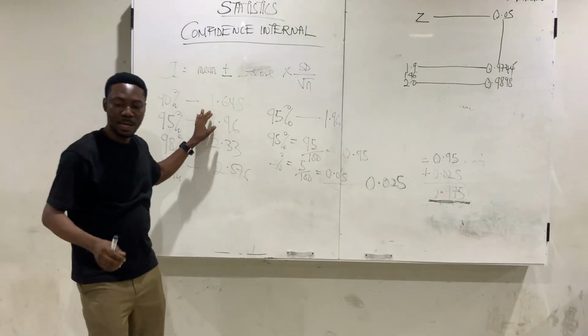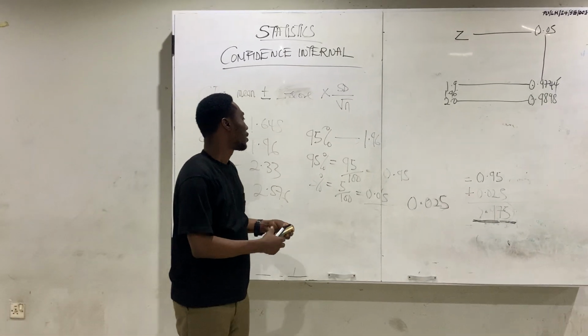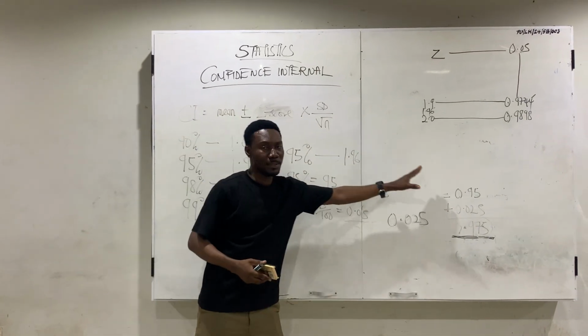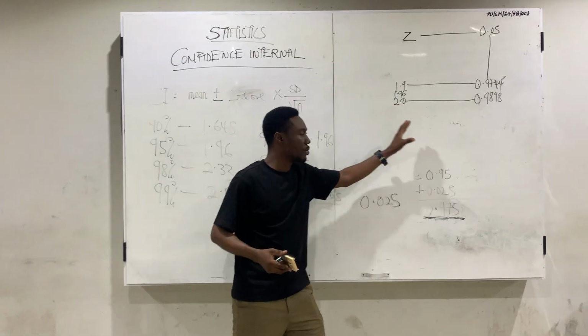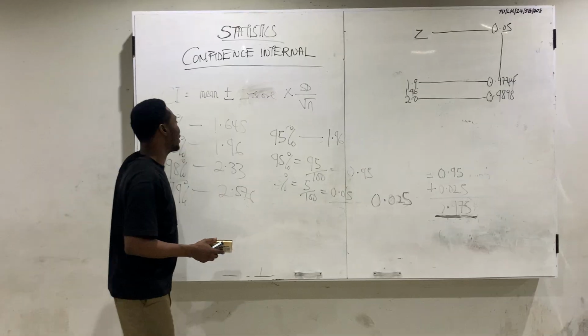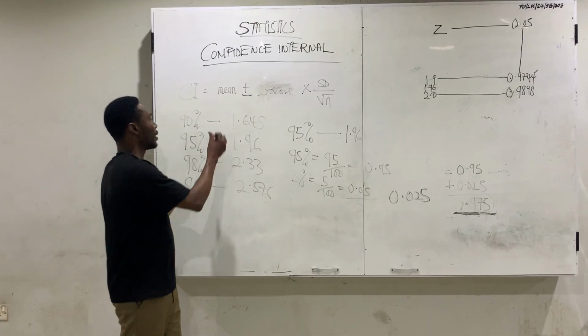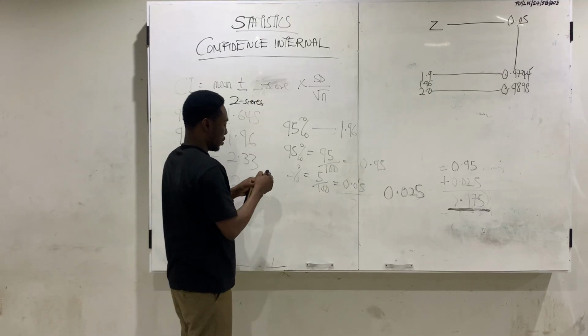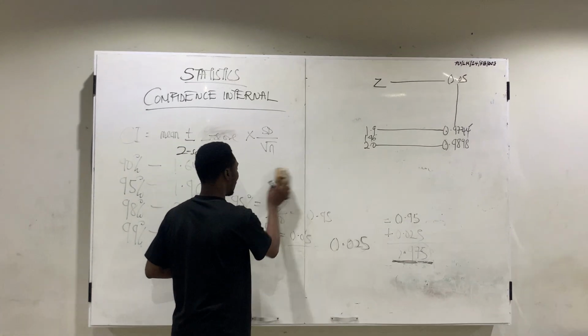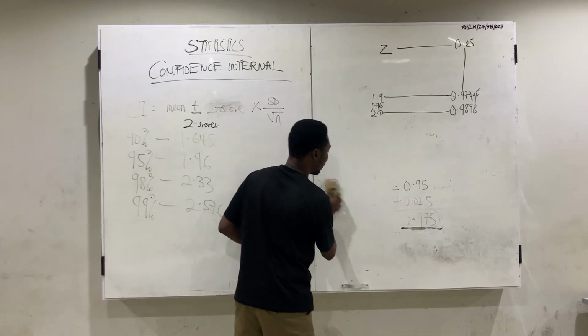Is that okay? So you can use this in case you couldn't memorize the values. You can go through this process and you still get the Z values. So these are the Z scores. In case you get the process, you can go through this same process.